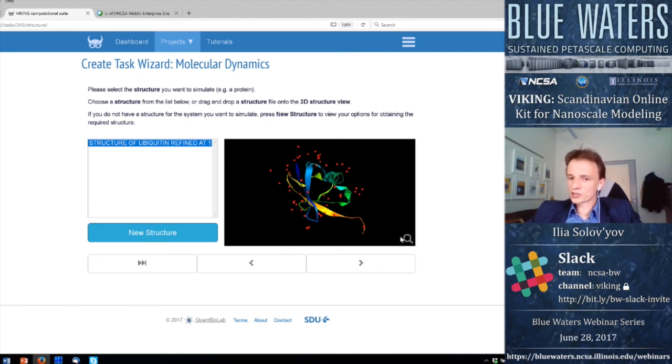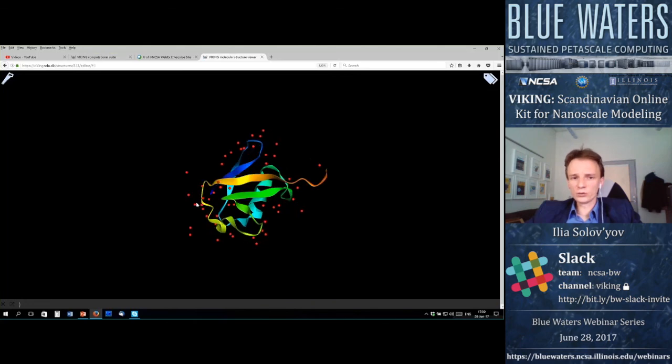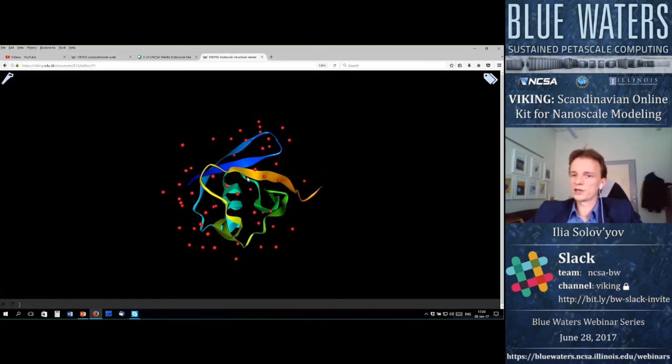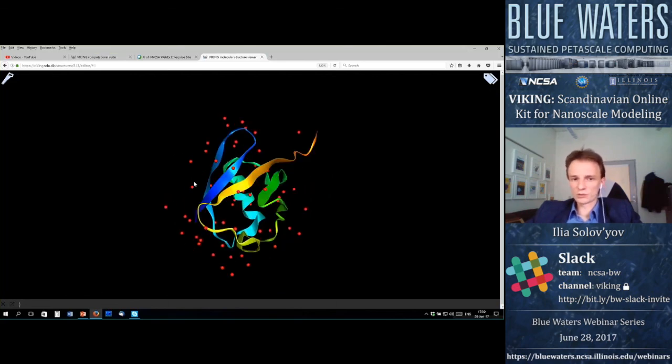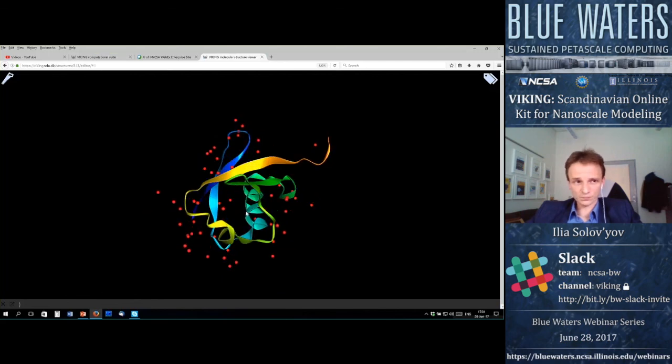At this stage, it's also possible to access a molecular editor by clicking this magnifying glass button. If you do so, we get a new window, and you see this protein is basically occupying all the space in your browser window. And again, you can do some simple things like rotation, translation, and zooming in.